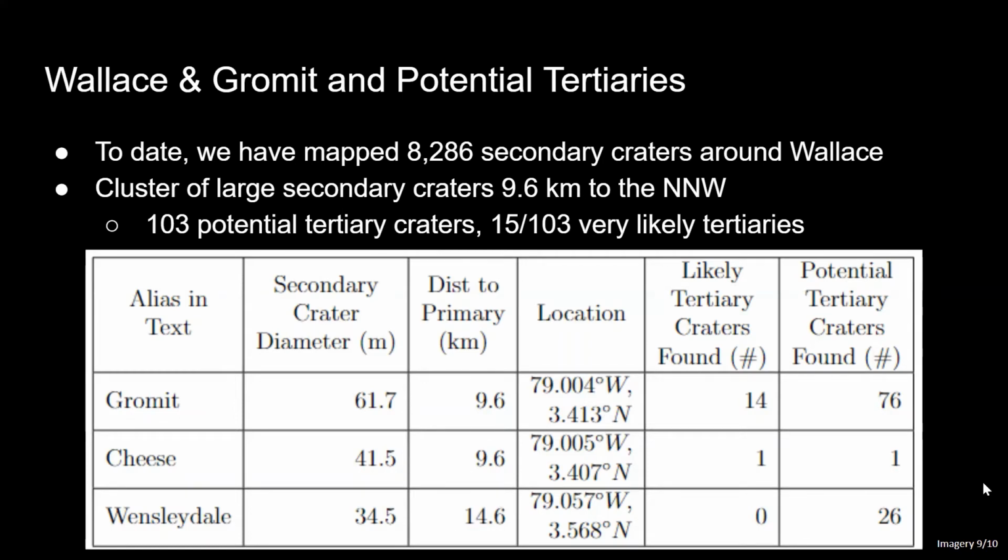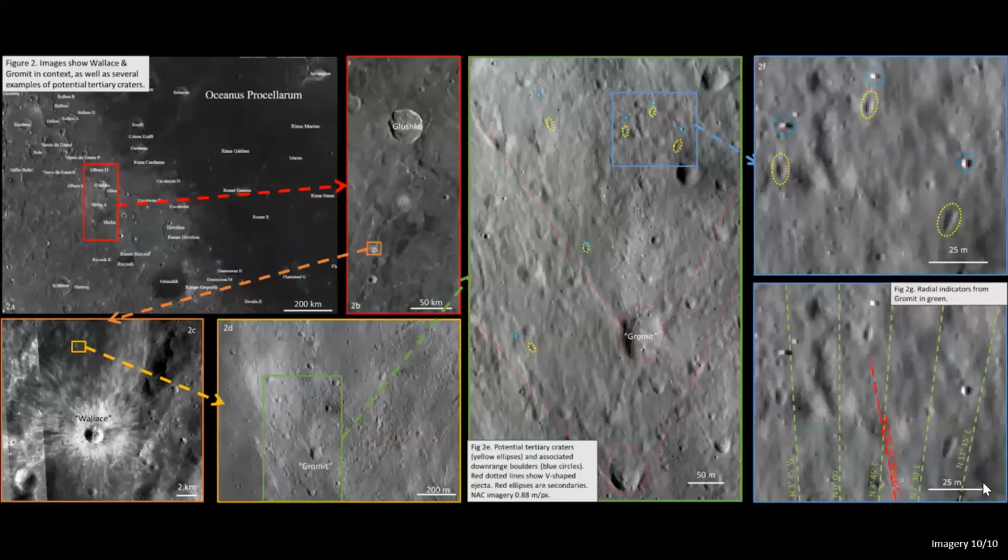All right, this is my big figure. And we're zooming in. So you can see there's that lunar mare. Here's Blushko. There's Wallace down there. We're going 9.6 kilometers to the north-northwest. There's Gromit. This guy down here is Cheese. Gromit and Cheese. This is extensions of the V-shaped ejecta.